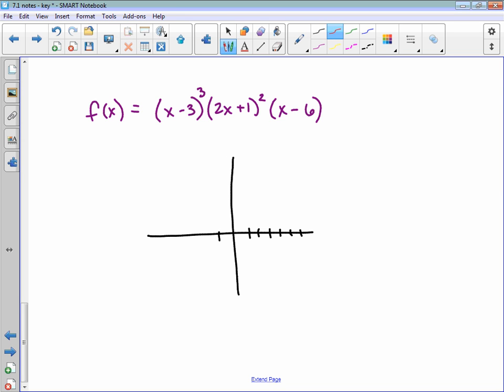All right, guys. So it's going to cross at 3, at 6, and -1/2. Everybody's okay with that, right? And your ends, everyone has them both going up? Yes? All right, it bounces at -1/2, right? Bounces.